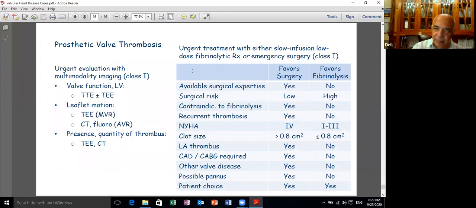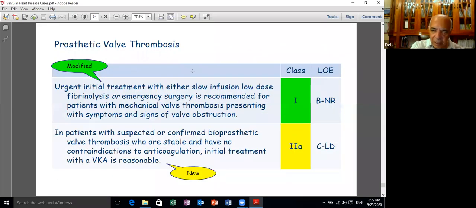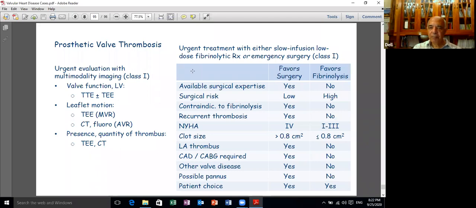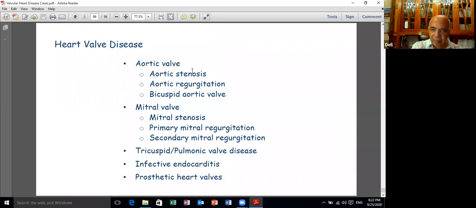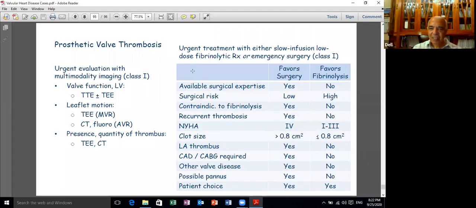these circumstances. This is the last slide, which indicates what favors surgery and what favors fibrinolysis in patients who are having valve thrombosis. And if you look to the right-sided column, what favors fibrinolysis is unavailability of surgical experience, if there is a high surgical risk, if the patient has NYHA class 1, 2, or 3, if the patient is having a thrombus size of equal or less than 0.8 centimeter. So these are the only 4 indications which favor fibrinolysis.